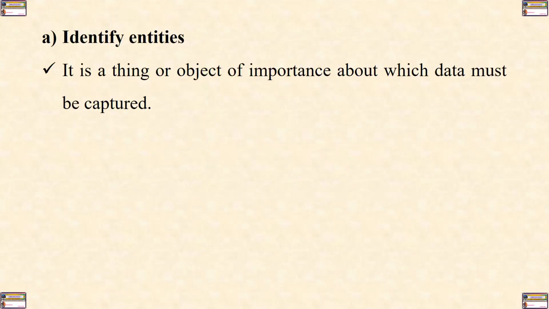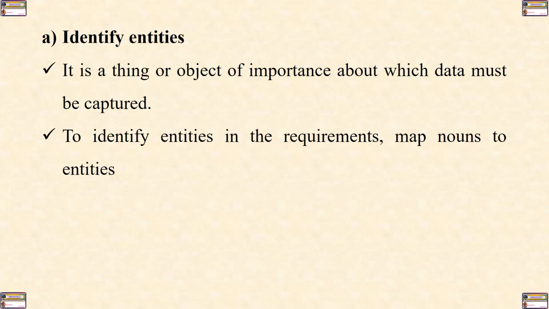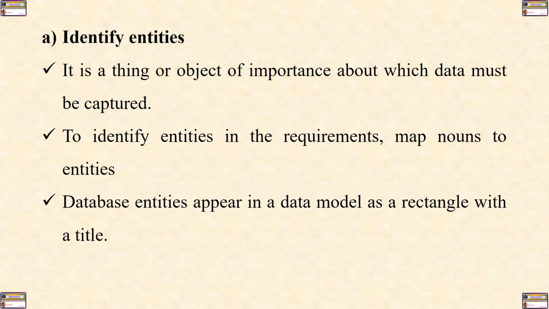Now, identifying entities. An entity is a thing or object of importance about which data must be captured. So you have to ask yourself, which entities will your database have? To identify the entities in the requirements, you map nouns to entities. If a student, student entity; enrollment, enrollment entity; fees, fees entity. Now, database entities appear in a data model as a rectangle with a title.